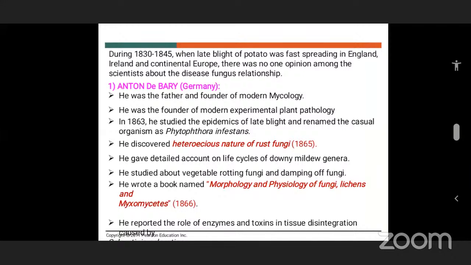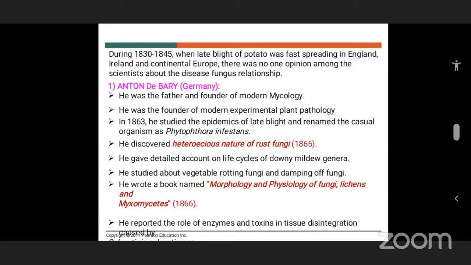We have to know about one of the famous scientists related to this. The organism name Phytophthora infestans was given by Anton de Bary. He was from Germany, and he was the father and founder of modern mycology. In the year 1863, he studied the epidemics of the late blight disease and renamed that particular causal organism as Phytophthora infestans.